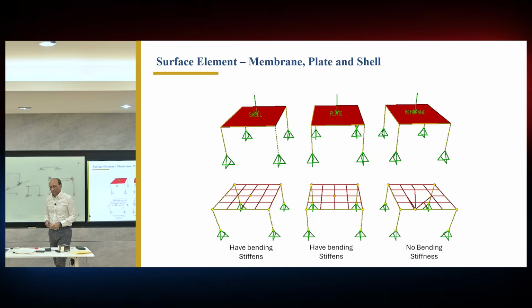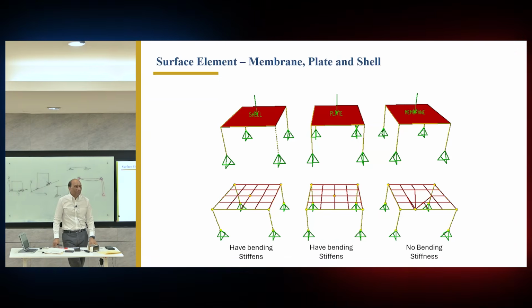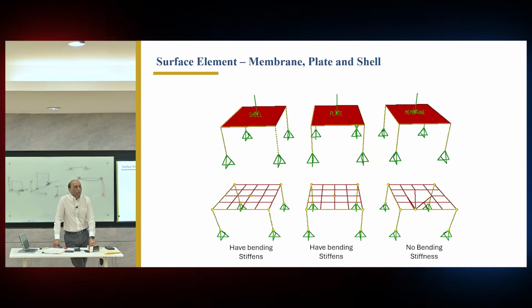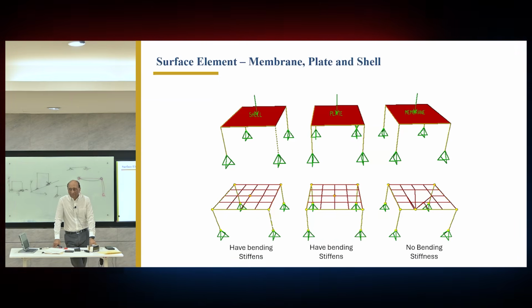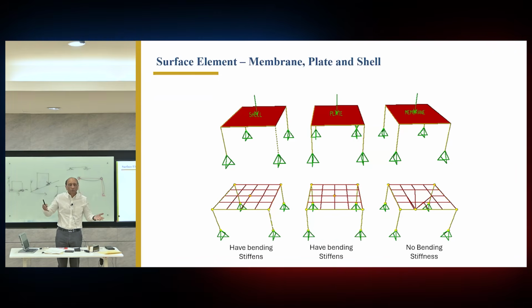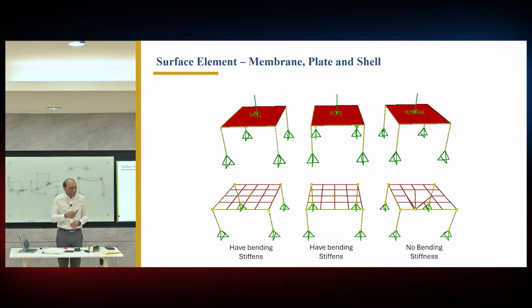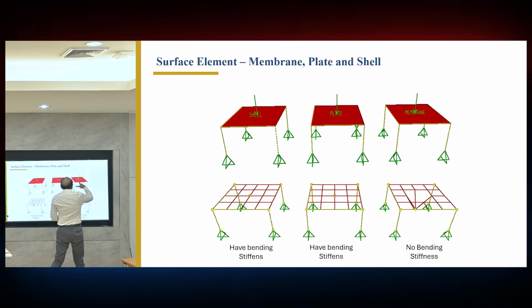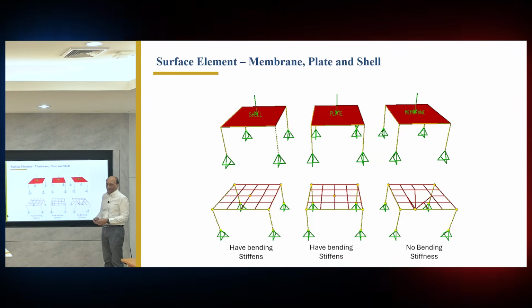And sometimes engineers do not understand what happened. I modeled the slab, and then no load is transferred to the beams because the load applied here cannot go anywhere. There's no stiffness out of plane. So that's the first rule: if you're using out-of-plane forces, you should not use membrane.